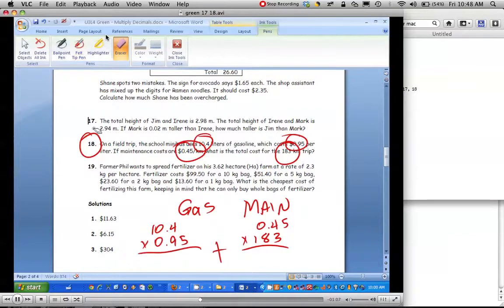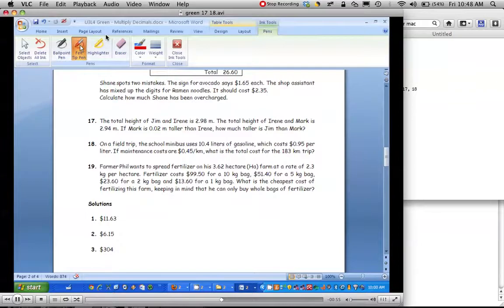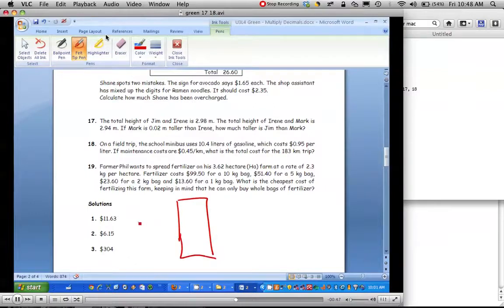The other one that people asked about was number 17. And number 17 was a little bit of a trickier, different problem, because actually it didn't even involve multiplication. It involves just kind of picturing what's going on in the situation. So you've got two sets of people, right? You've got Jim and Irene, and they're a certain height. They're 2.98 meters. So here's Jim and Irene stacked on top of each other, right?